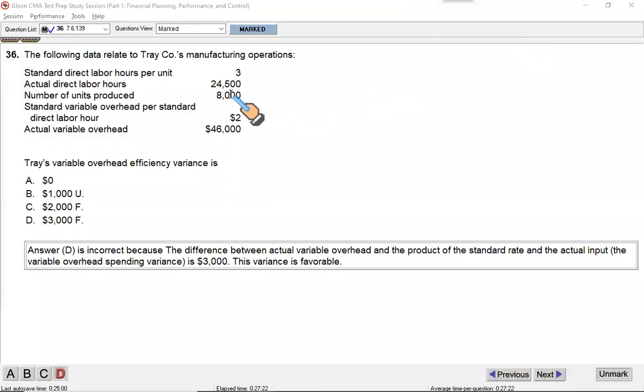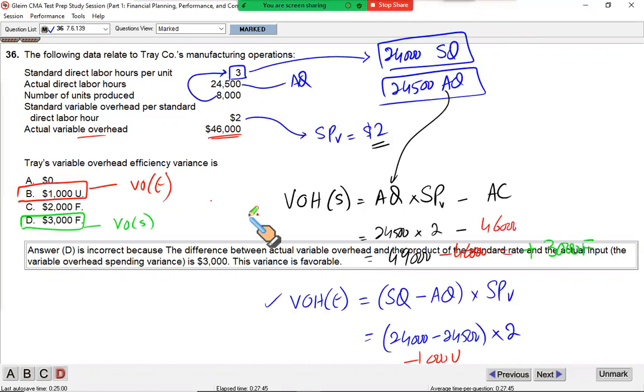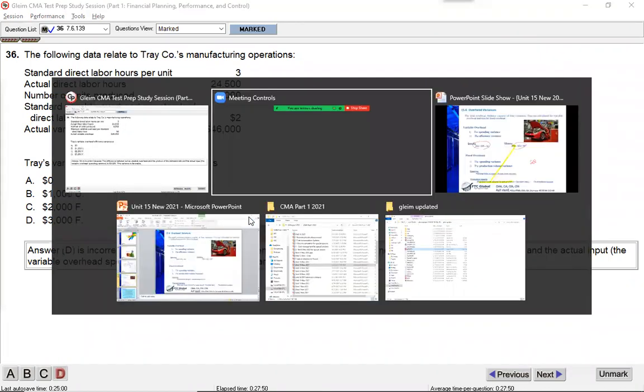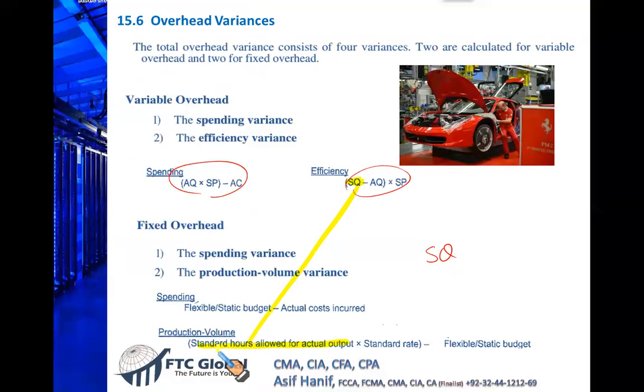Now look at this. You produce 8,000 units, right? As per our standard, you should use 3 hours for each unit. So if you produce 8,000 units and each unit should take 3 hours, 8,000 times 3 is 24,000. You should have used 24,000 hours. This is called, I love this word, the standard hours allowed for actual output. This is the exact wording, let's not waste our time.